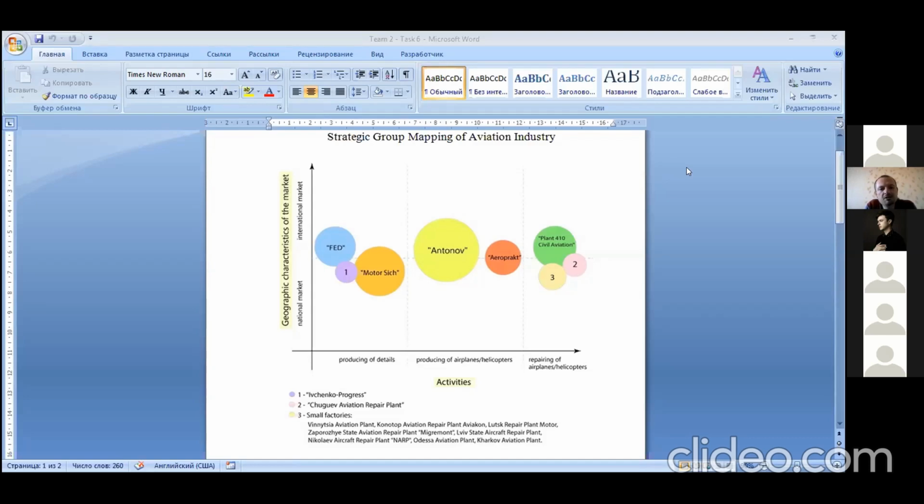Regarding the horizontal axis, it is also a mistake because Antonov, for example, and Aeropark should be one circle, not two, because they are close. If watching only at the horizontal axis, they are from one interval, so it must be one strategic group.